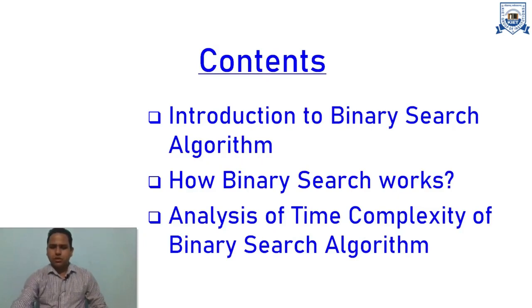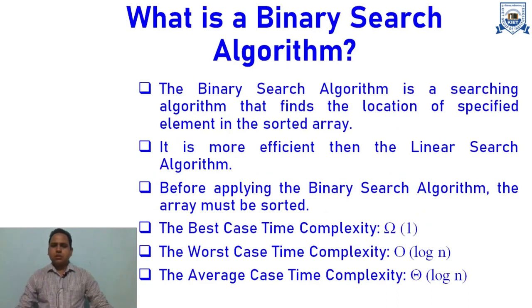Now, what does the binary search algorithm mean? Binary search is a searching algorithm that finds the location of a specified element in a sorted array. The array must be sorted for binary search. So we are finding the location of our element in that array. If the location is found, we return the index of that element in the array. If it is not there, we return -1.